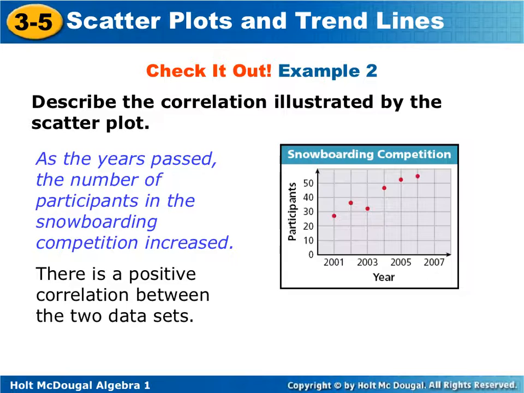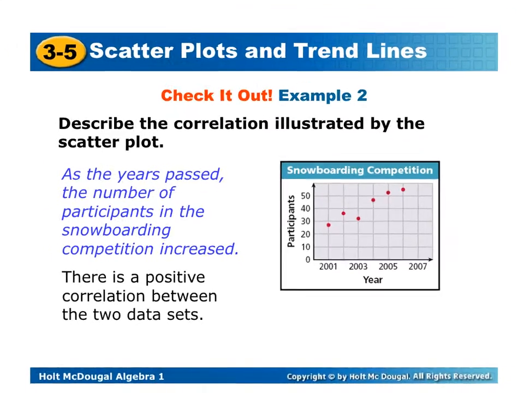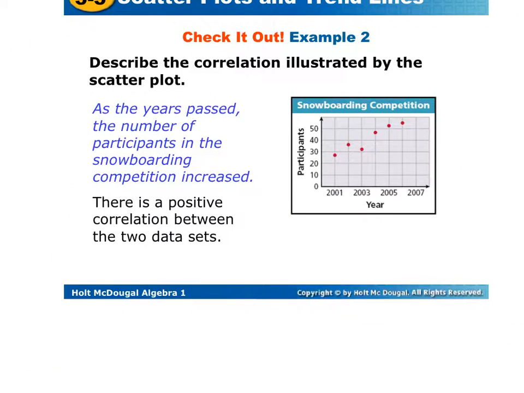This one is snowboarding competition, and it's showing that as the years have progressed, more people have gotten interested in snowboarding. So this also has a positive correlation. All the dots are going upward. Good so far?